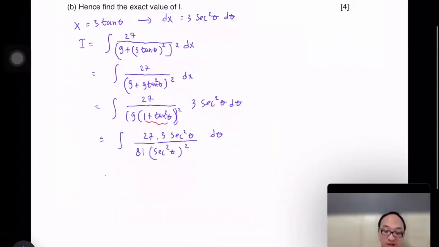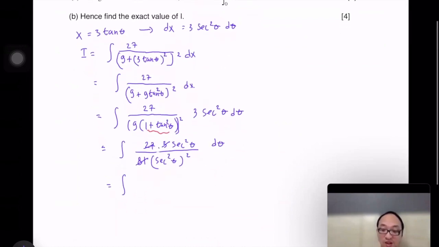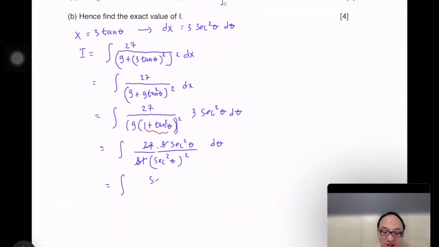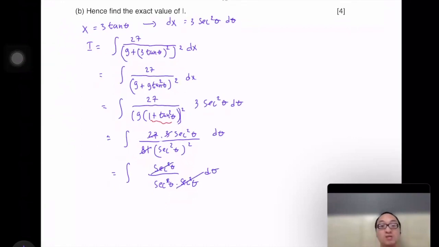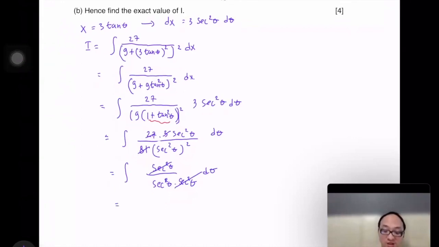That means this is equal to 27, 3 equals to 81. So we can cross the 81. So this is secant square theta over secant square theta, secant square theta d theta. So cross. So it's equal to 1 over secant, which is cos square theta d theta.